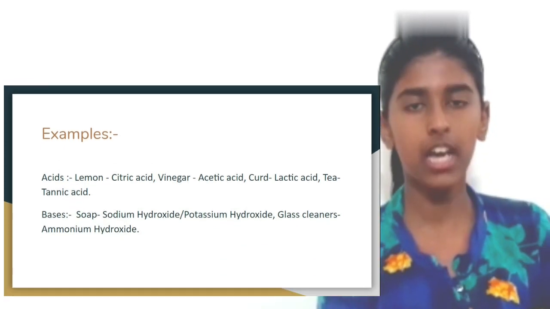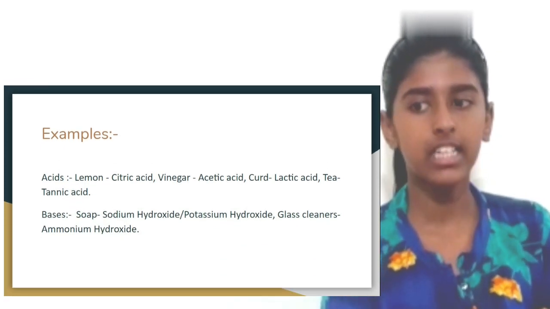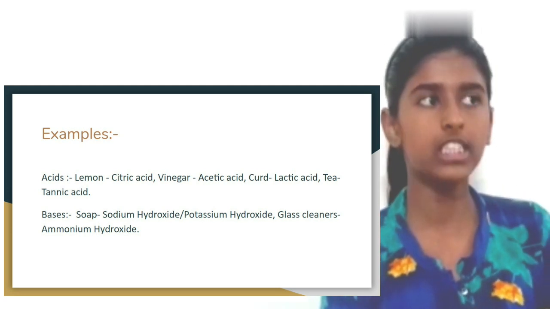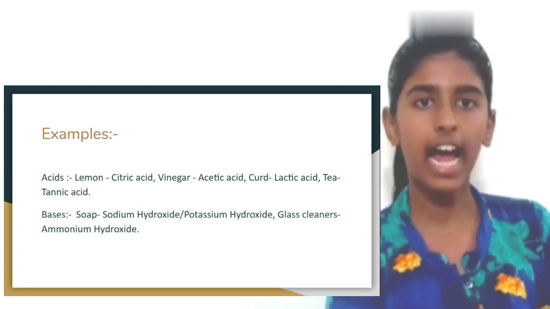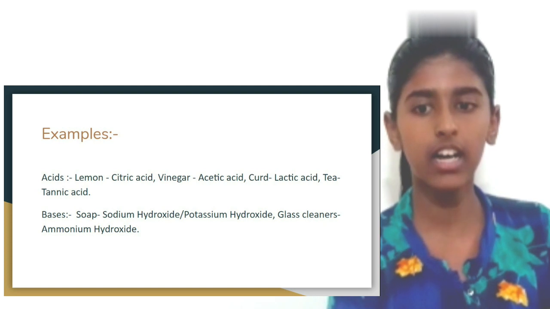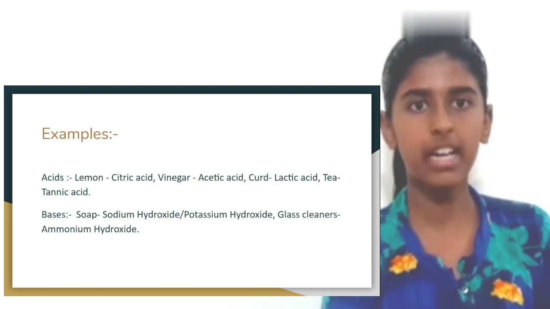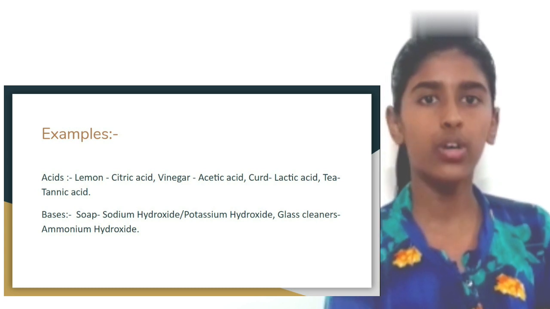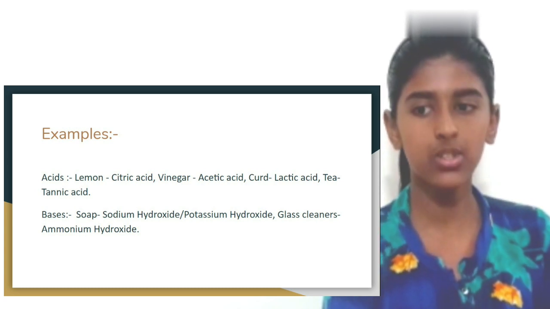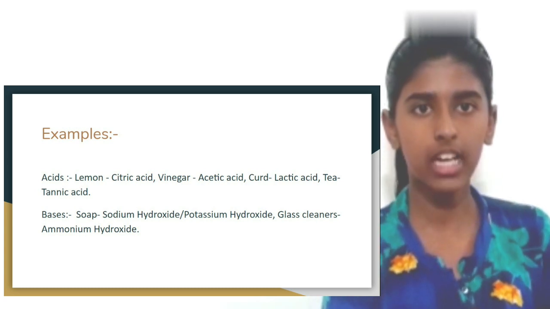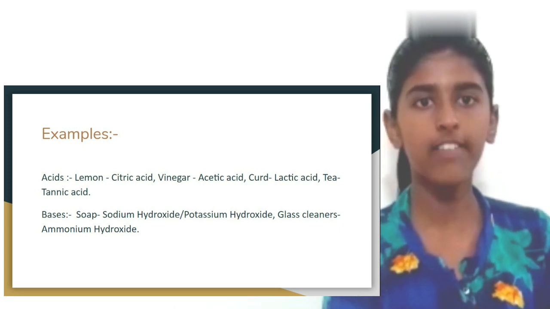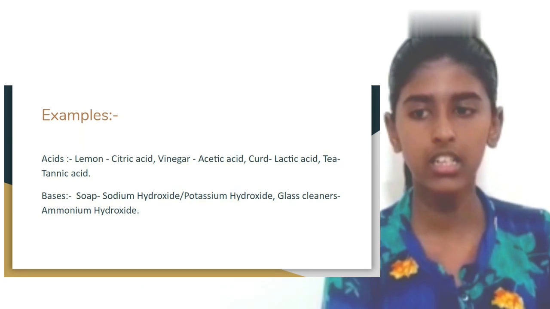Examples of acids and bases. Acids: citric acid which is present in lemon, acetic acid which is present in vinegar, lactic acid which is present in curd and tannic acid which is present in tea. Examples of bases are sodium hydroxide which is present in soap, potassium hydroxide which is present in soap and ammonium hydroxide which is present in glass cleaners.